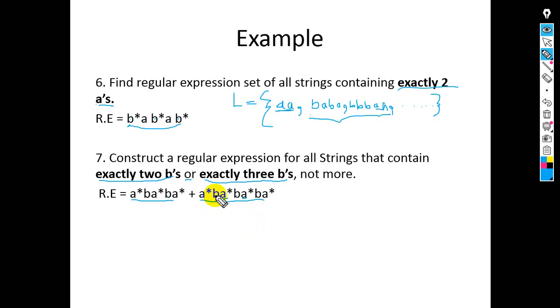Our condition is that there must be 3 b's and the second condition. We joined the two conditions using the OR operator, the plus operator.